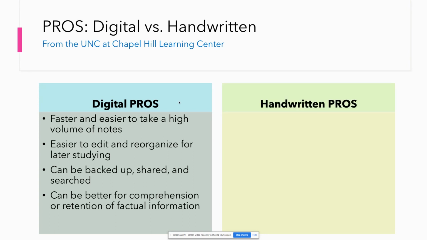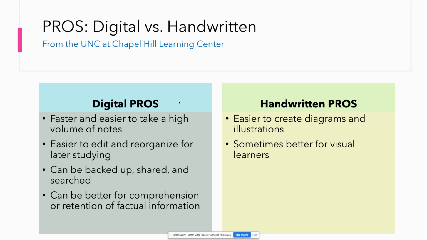So some pros for handwritten notes. It's easier to create diagrams and illustrations. So if your professor, your teacher is talking about comparing two different things, you can create a Venn diagram on your sheet of paper a lot faster and easier than you could on a computer. This seems to be good for visual learners.